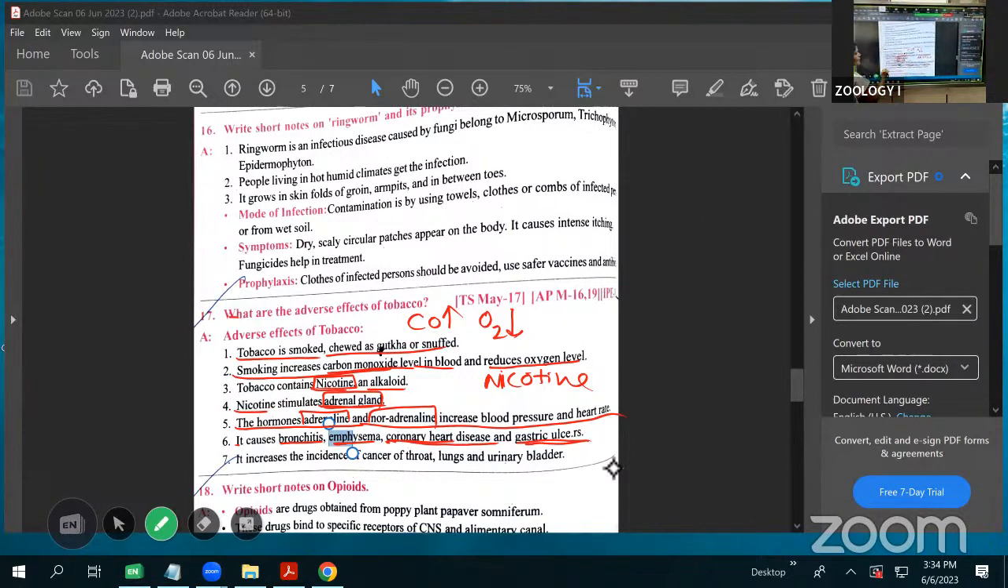Next, it increases the incidence of cancers. Which cancers? Throat, lung, and urinary bladder cancers. Cancers occur by tobacco intake. These are the adverse effects of tobacco.